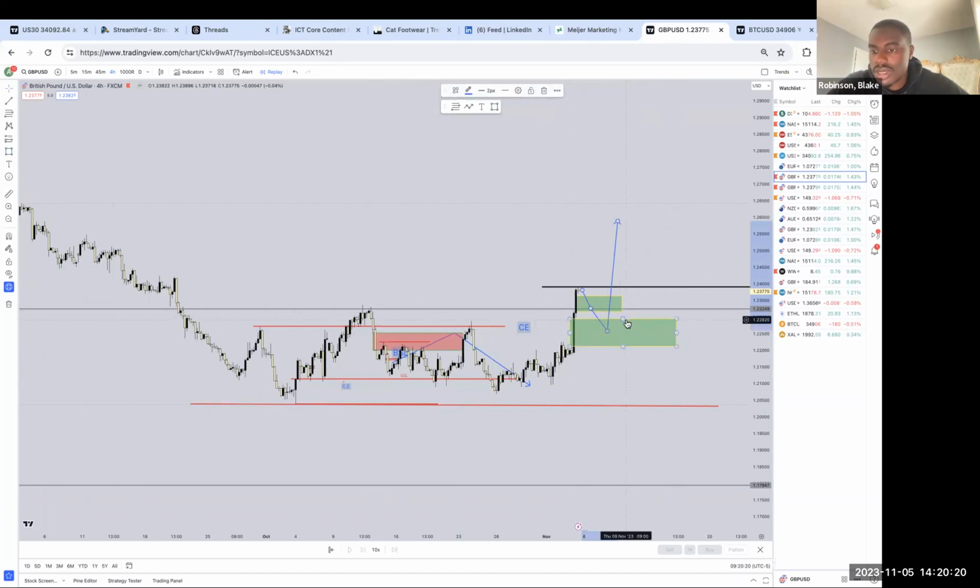So the second one starts at 1.2290 and runs to 1.2211.